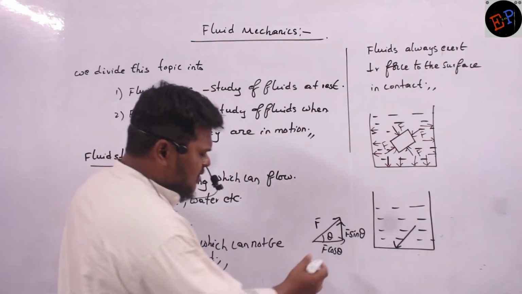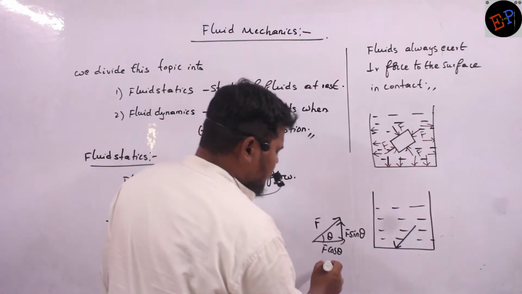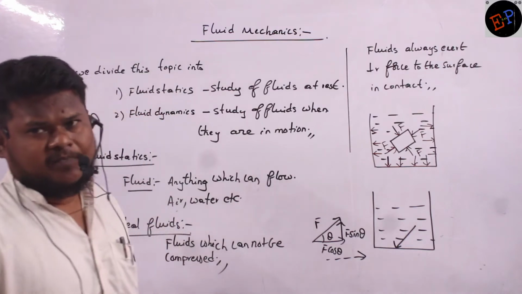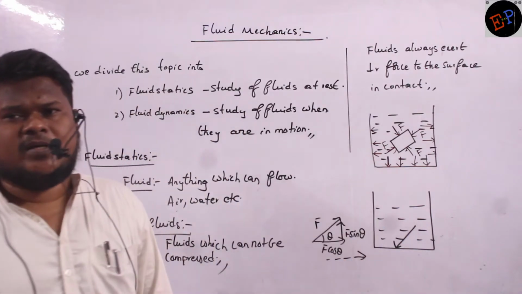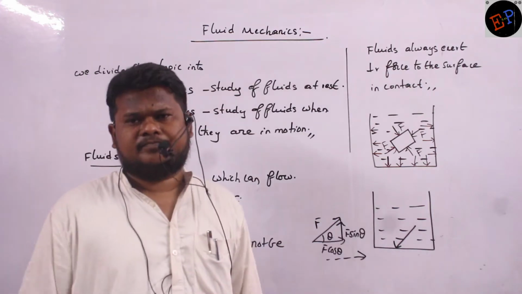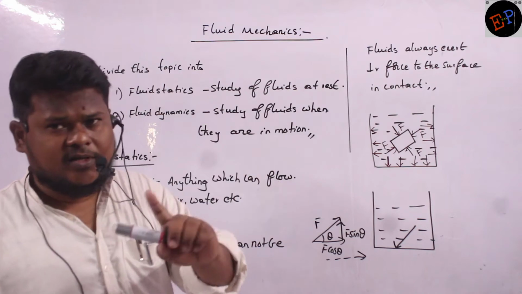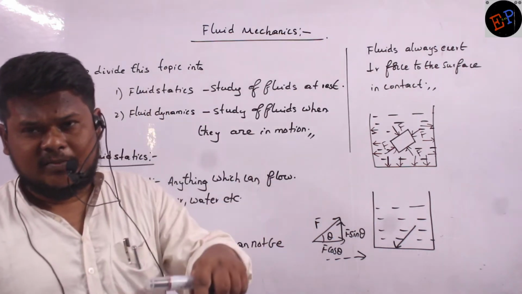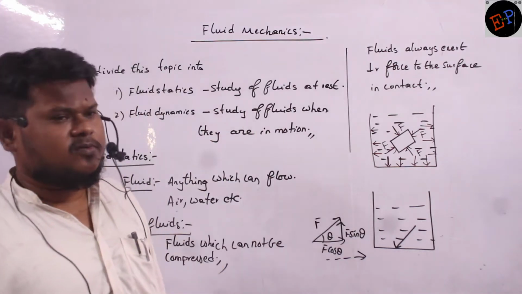It means definitely there is a component of F cos theta, and because of this F cos theta, water molecules should start moving in this particular direction. So continuously water molecules should move parallel to the base of the container, but that is not happening. That doesn't happen. It means that this F cos theta does not exist. What is this F cos theta? Force applied by the base of the container on the water molecules. This F cos theta should not exist.